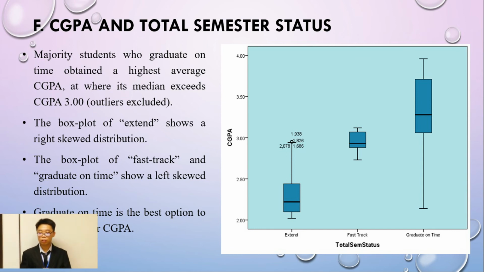However, the box plot for the extend shows a right skewed distribution, and the box plots of the fast track and graduate on time show a left skewed distribution, and we can see graduate on time is actually the best option to obtain a higher CGPA.